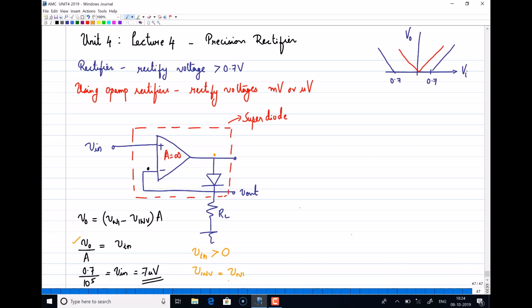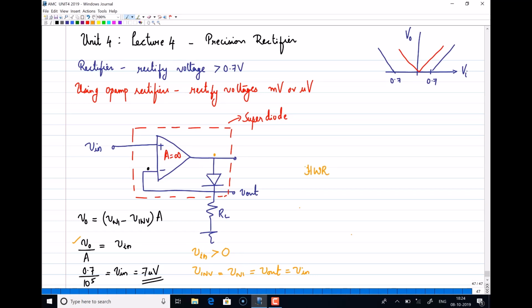So what is V non-inverting? V inverting is the same as V non-inverting. That will be equal to V out, and that will be equal to V in. So basically, when the diode turns on, your output will be the same as input. So in this case, this combination is basically working as a half-wave rectifier.